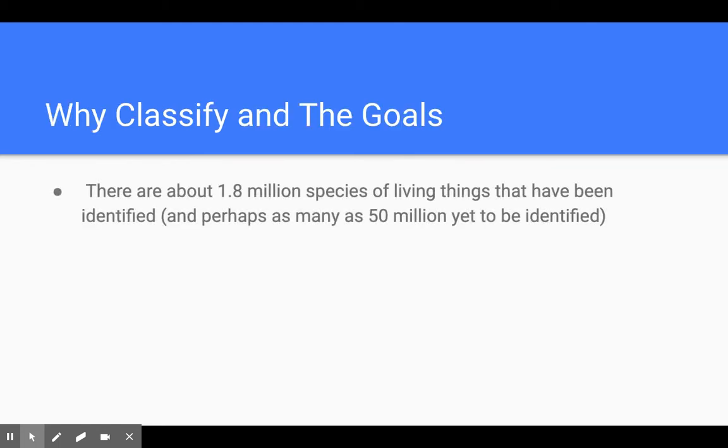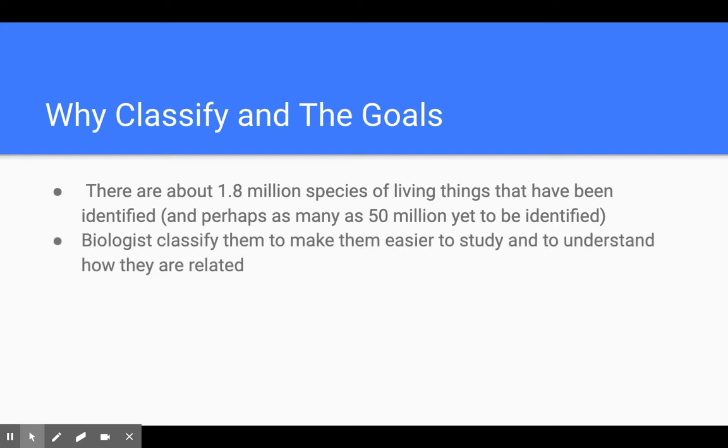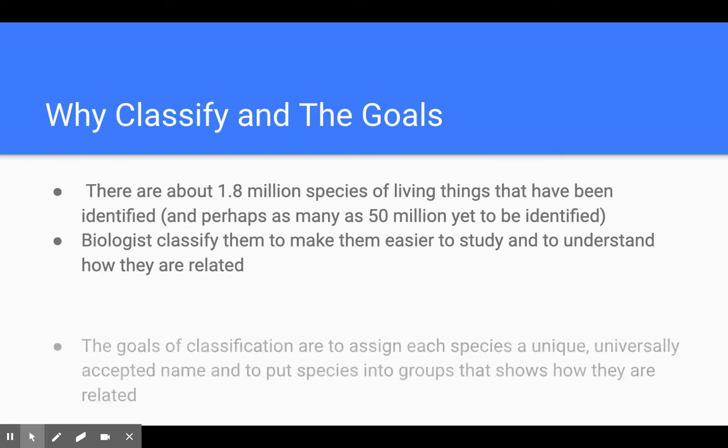So why do we bother? Why do we need taxonomists? Who cares? It's because there are 1.8 million species of living things that we know and have identified, but there are maybe 50 million or more species that we don't know and that we have not identified yet. So, biologists and taxonomists, we have to classify species in order to make it easier for us to study them and to understand how they are related to each other.